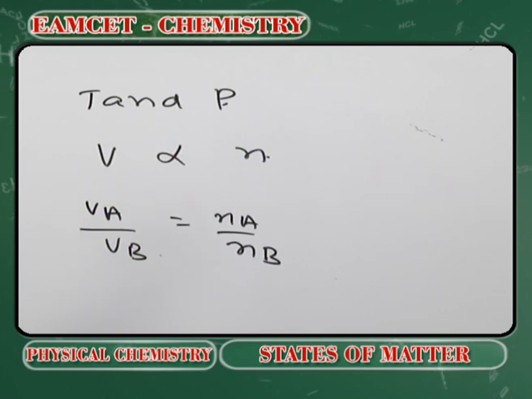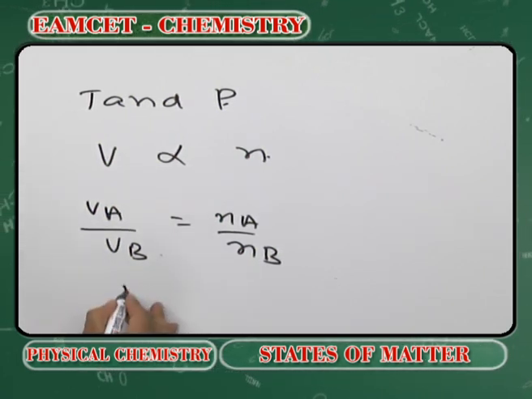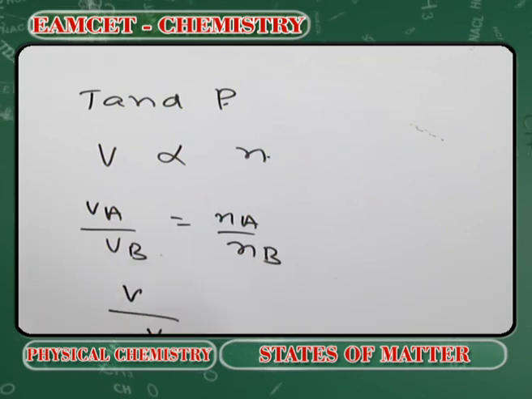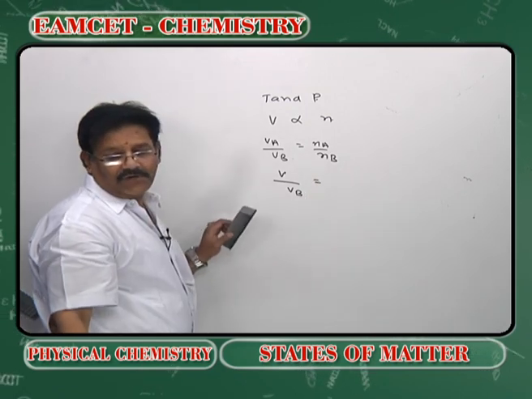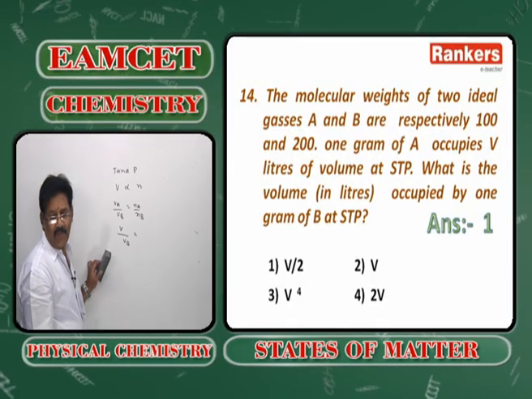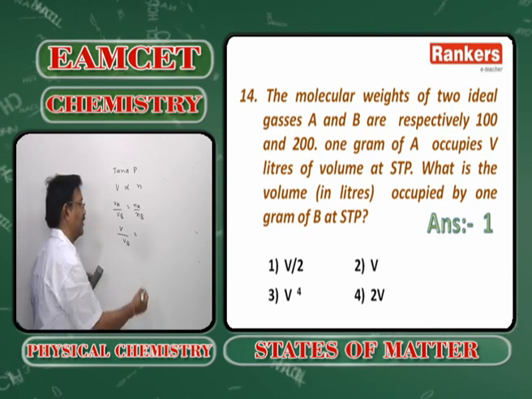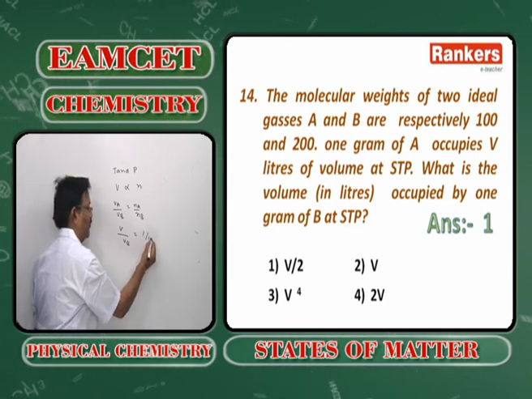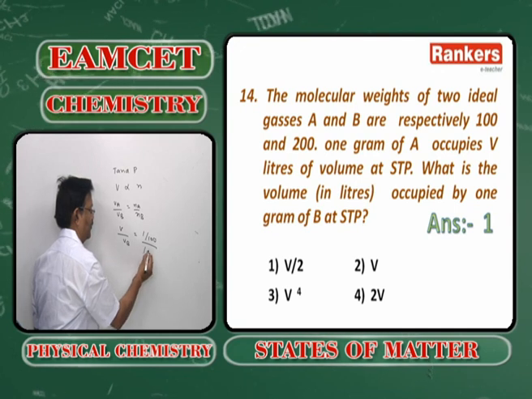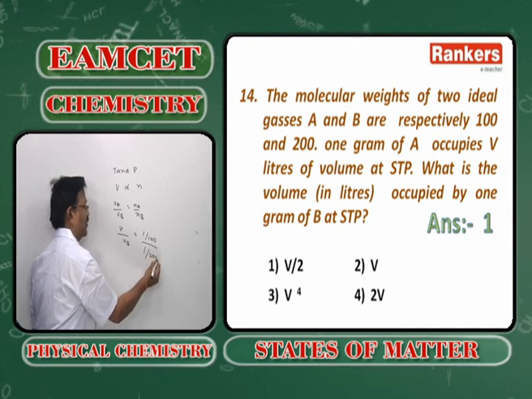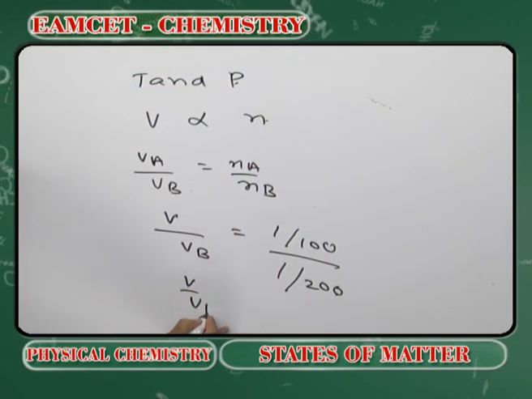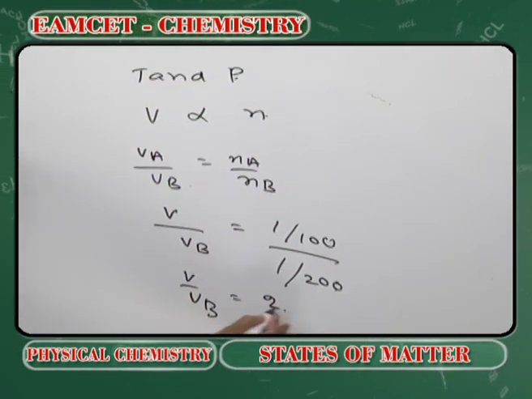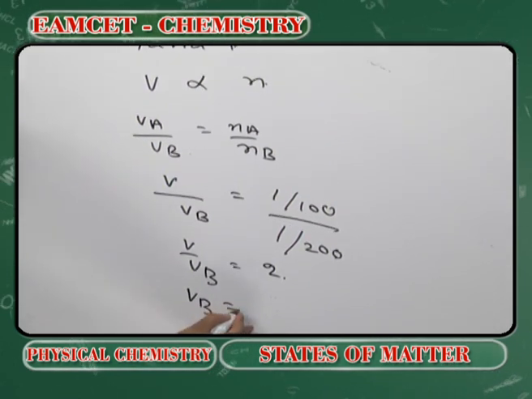What is VA? Volume of 1 gram of A occupies V liters. VB is not known. How do you get NA? Weight by molecular weight. What is the molecular weight of A? 100. What is the molecular weight of B? 200. So V by VB is equal to 2. So VB is equal to V by 2.